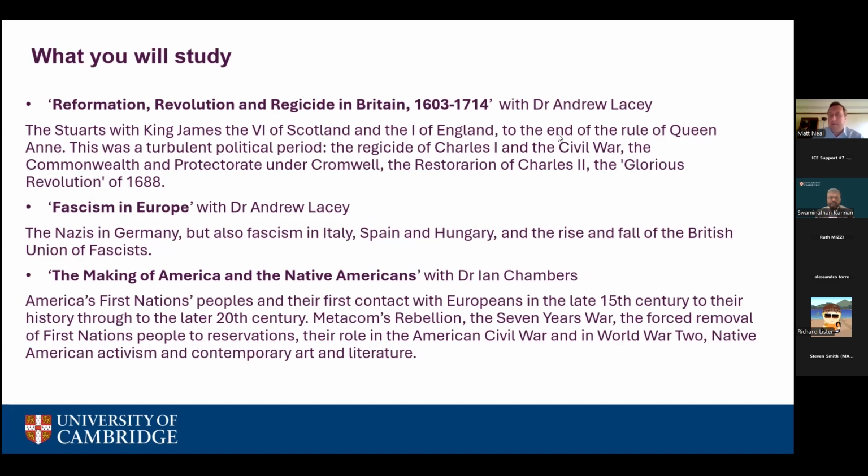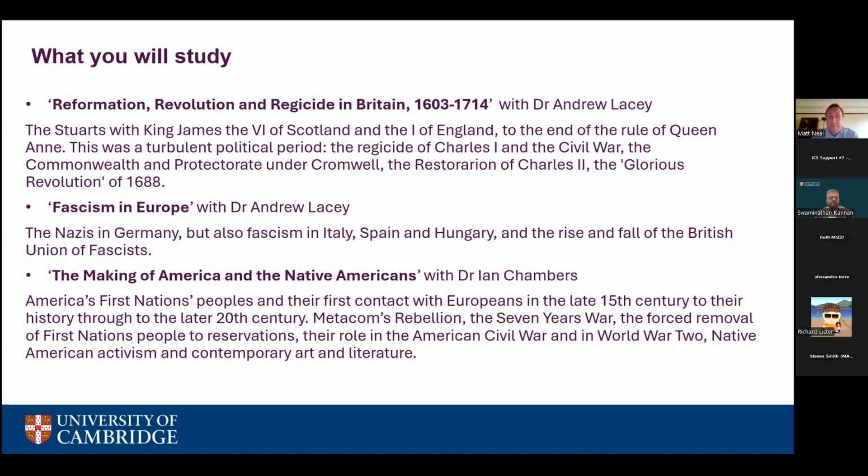A little bit of detail on some of the historical material that the course here at Cambridge covers. There are 3 units that comprise the Undergraduate Certificate in History, listed here on this slide. Unit 1, convened by Dr. Andrew Lacey, one of our experts here at Cambridge, is called Reformation, Revolution and Regicide in Britain, 1603 to 1714. This takes you through a period that covers the Stuart monarchs, with King James VI and I of Scotland and England, right through to the end of the rule of Queen Anne in 1714.